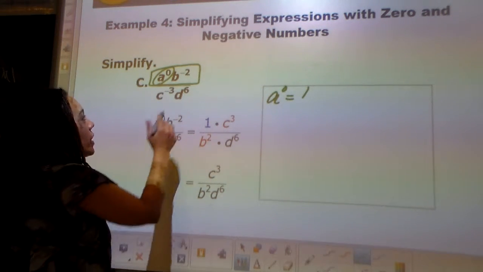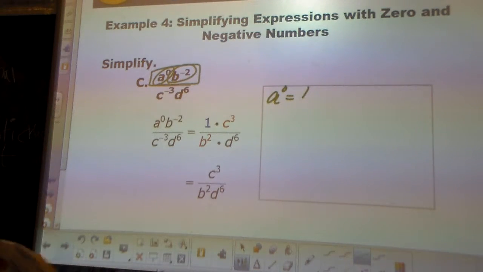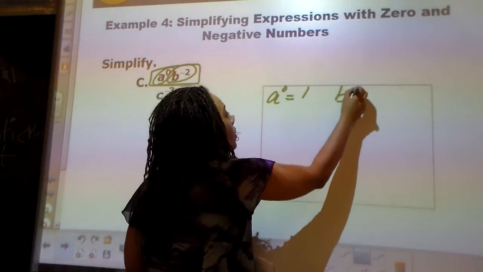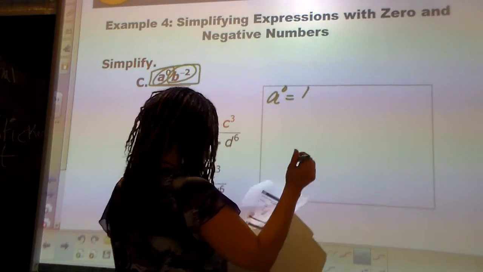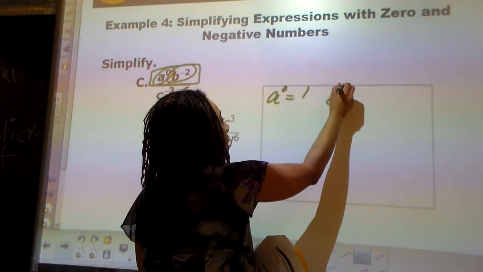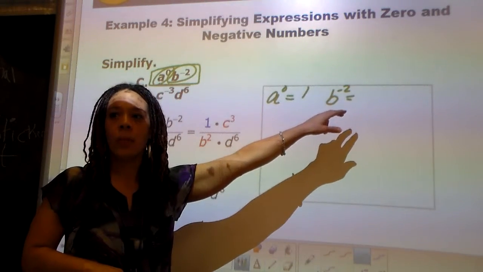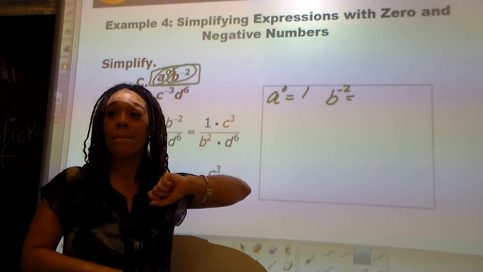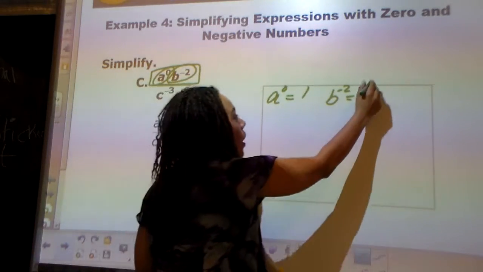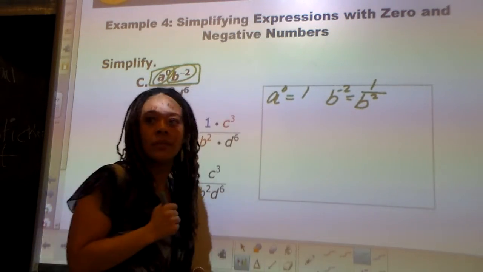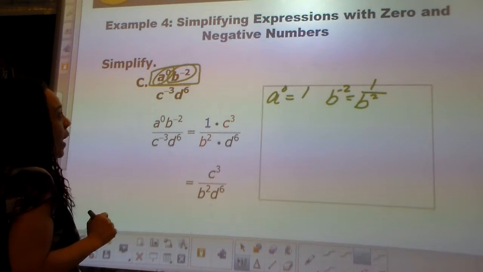The other thing I notice here is I have b to the negative 2 power. Well, b to the negative 2 power, what would that equal? Let me write it this way, b to the negative 2. Whenever I see a negative exponent, what do I have to do? 1 over, yes, so 1 over b to the second power. Okay, 1 over b to the second power. So I dealt with that.